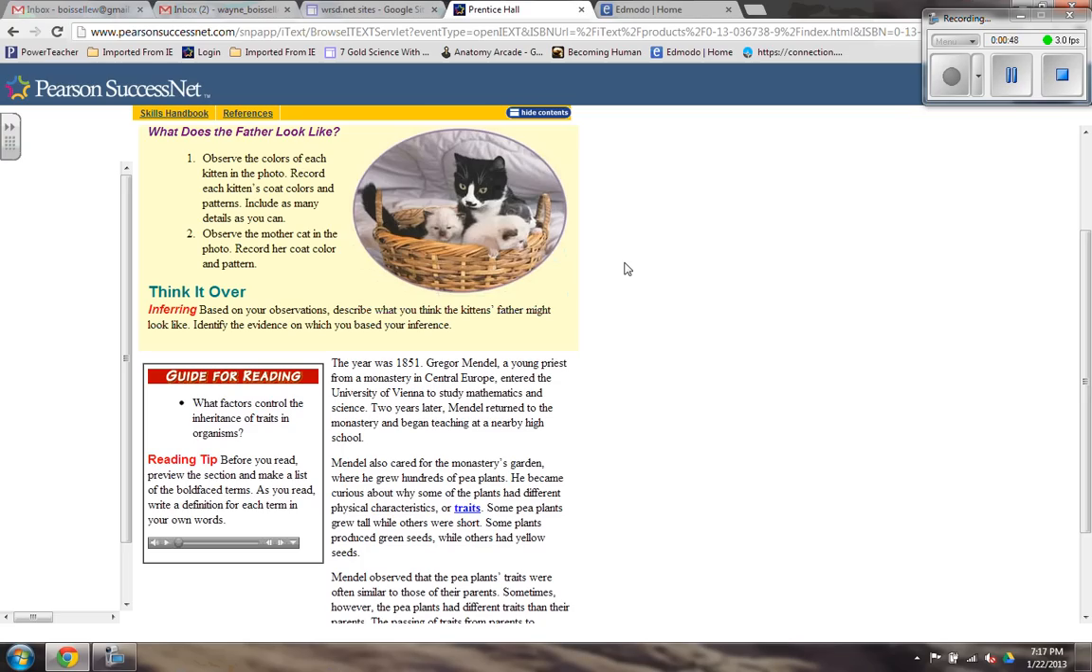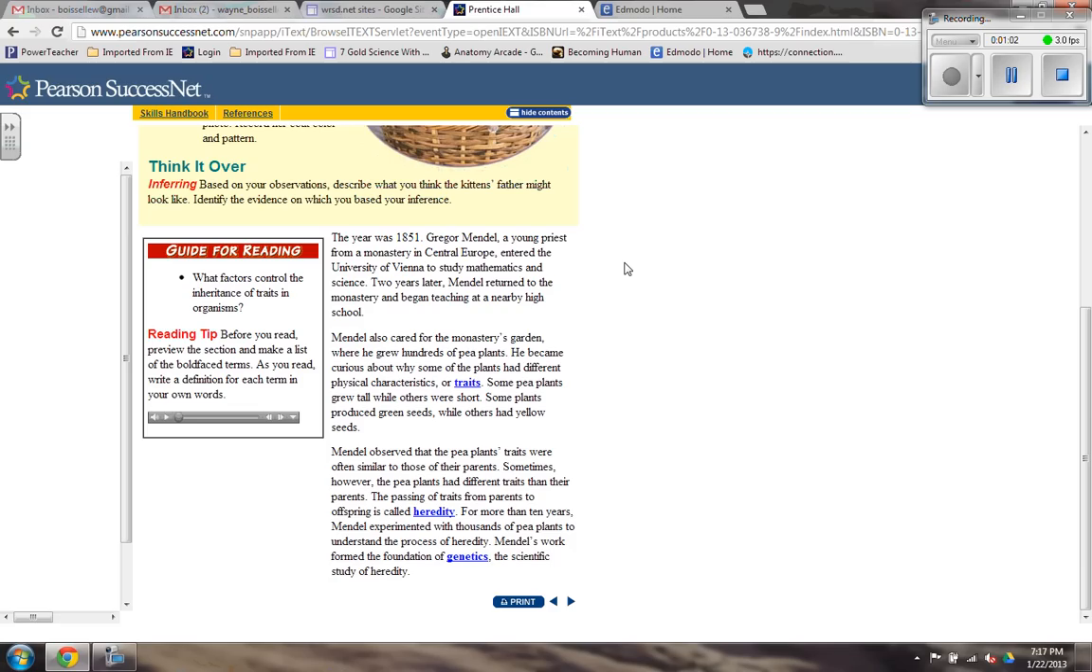He became curious about why some of the plants had different physical characteristics or traits. Some pea plants grew tall while others were short. Some plants produced green seeds while others had yellow seeds. Mendel observed that the pea plants' traits were often similar to those of their parents. Sometimes, however, the pea plants had different traits than their parents.